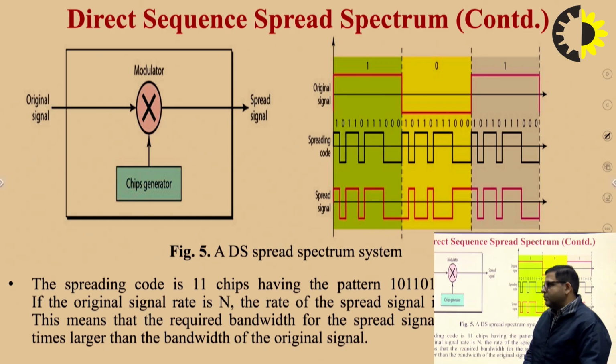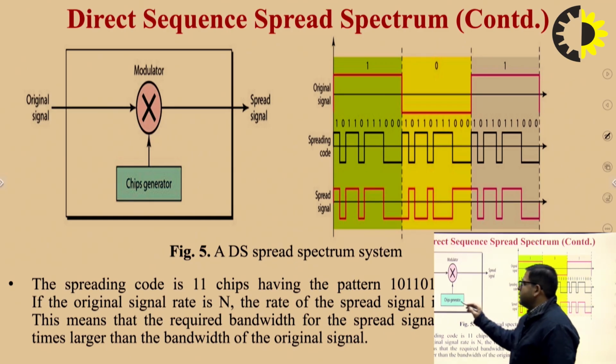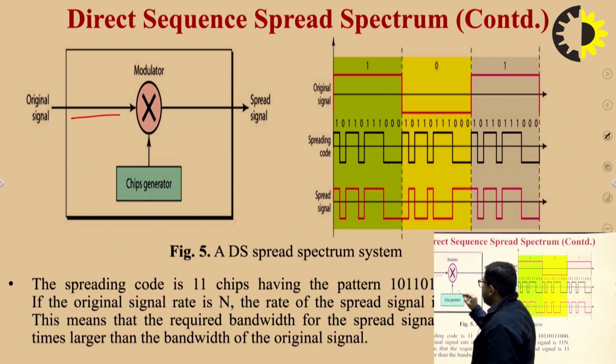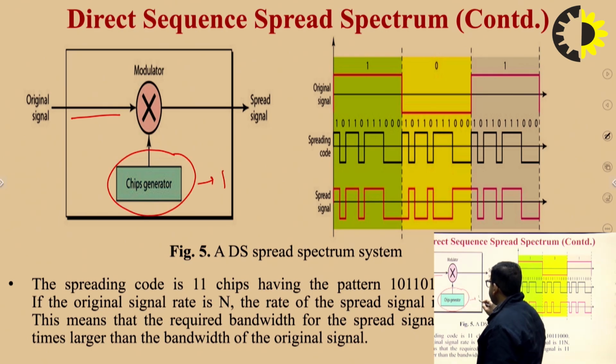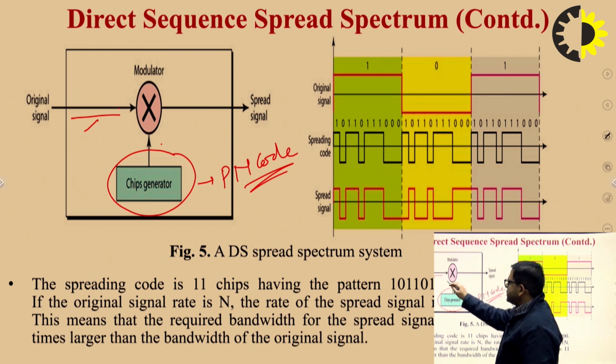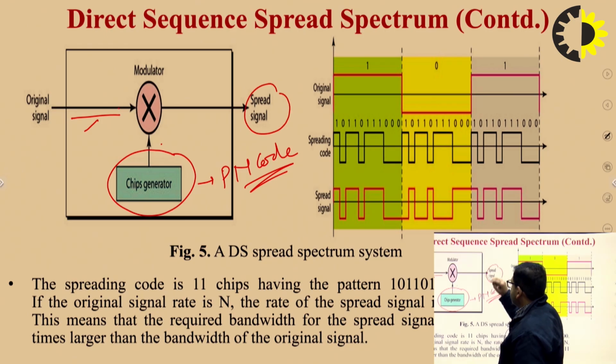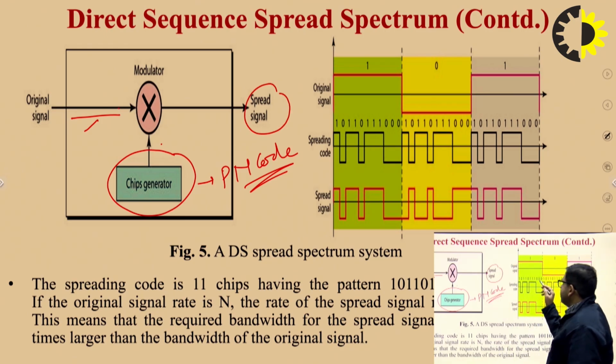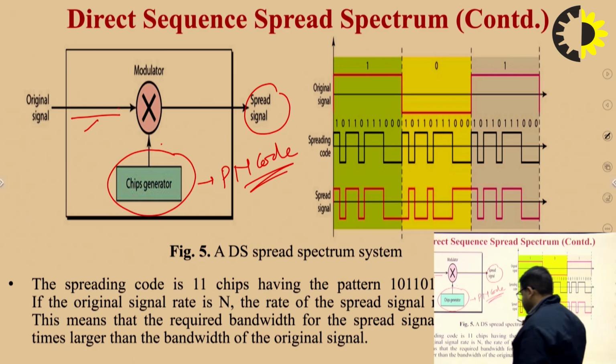Here we have seen the generation of direct sequence spread spectrum. In this block diagram, we can see the original signal and the chips generator. Basically, we are using a PN code for the spreading of the original signal bandwidth. These two signals are multiplied and the resultant will be the spread signal. This is also reflected in this waveform.